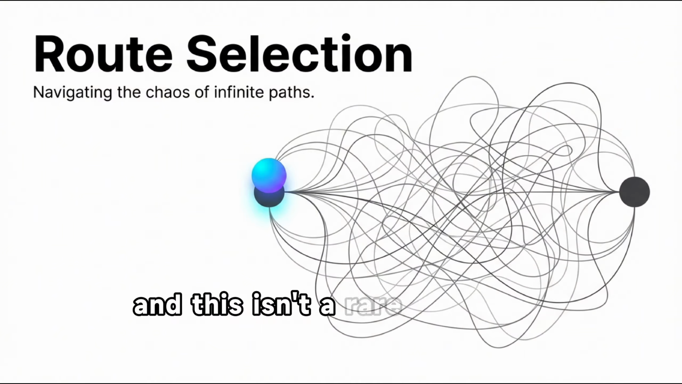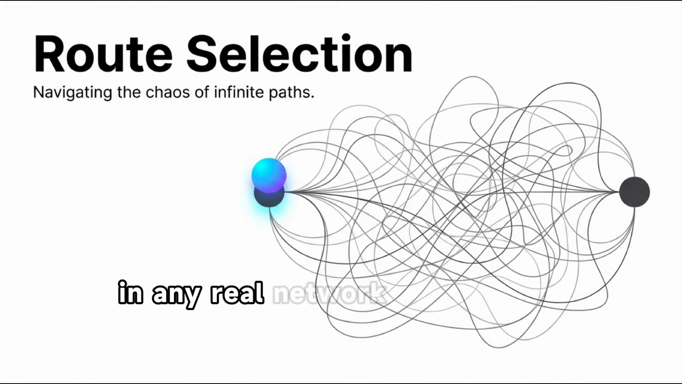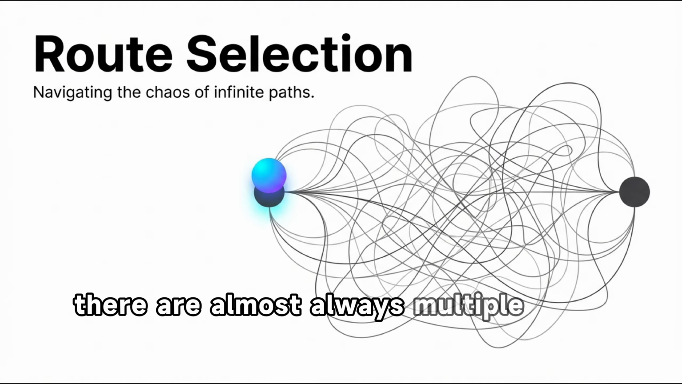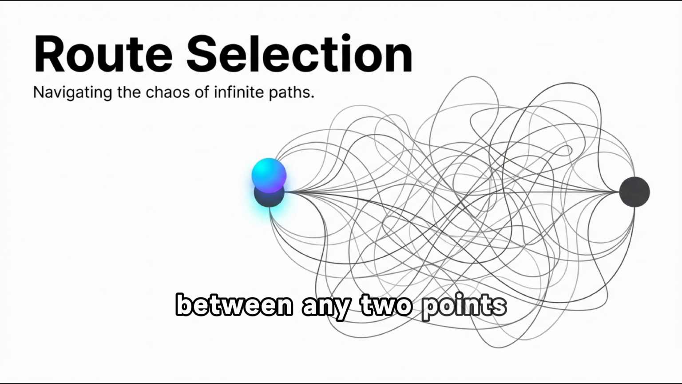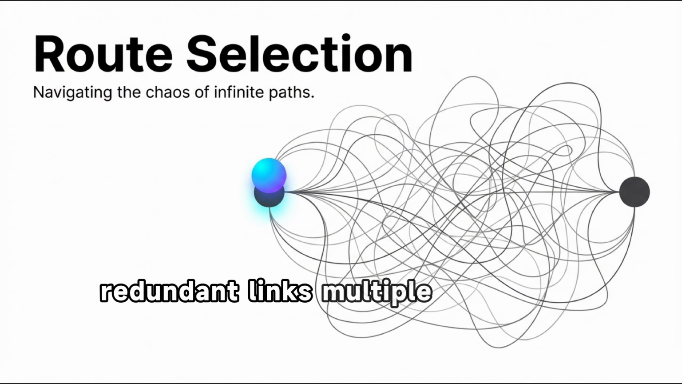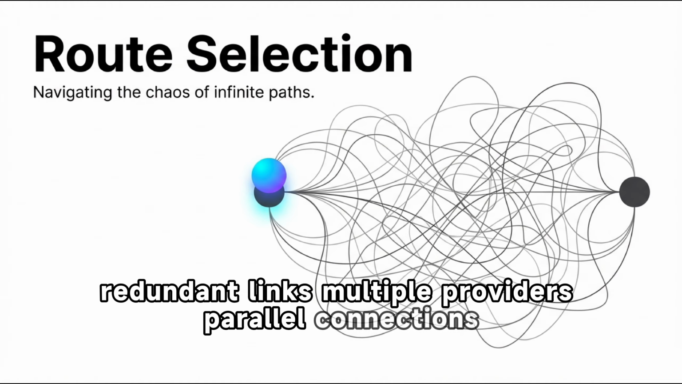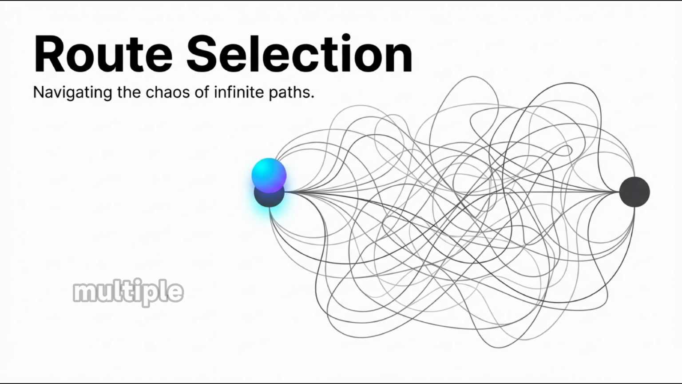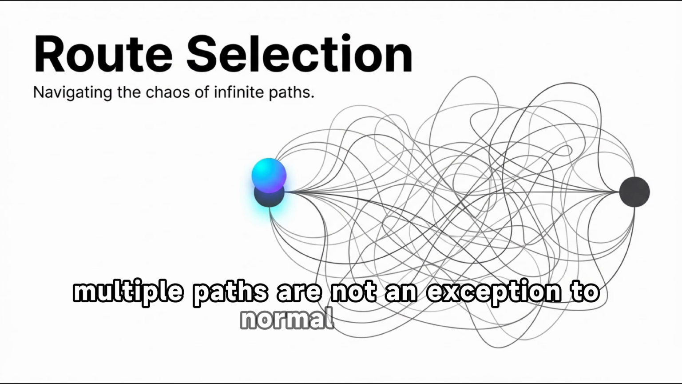And this isn't a rare edge case. In any real network, certainly at internet scale, there are almost always multiple paths between any 2 points. Redundant links, multiple providers, parallel connections. Redundancy is how networks stay reliable. Multiple paths are not an exception to normal routing.